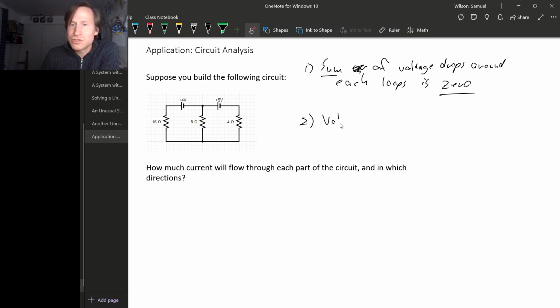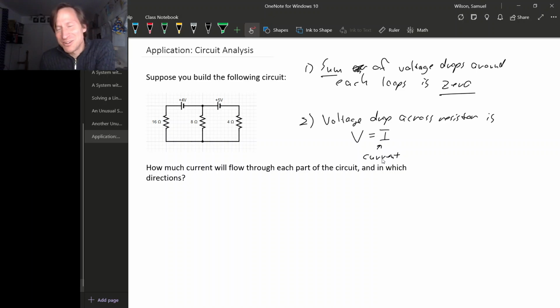The second thing we need to know about how circuits work is that the voltage drop across a resistor is V, and it turns out it's the current, which the symbol for current is I, which is confusing because you'd think it would start with C because current starts with C, but there's another electrical circuit value that also starts with C, and that gets the variable C assigned to it. Anyway, so V equals I, for current, times R, for resistance.